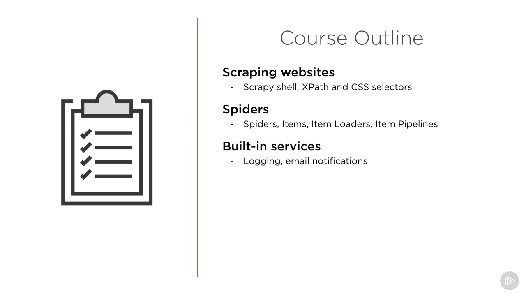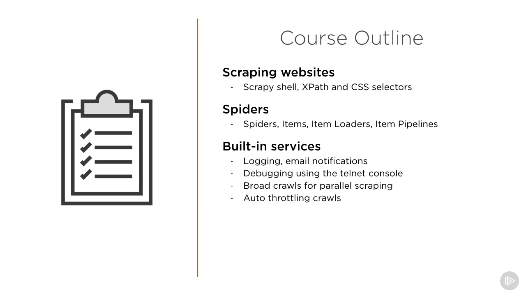We'll then move on to understanding the built-in services that Scrapy has to offer in order to crawl at scale, such as logging, email notifications. We'll also see how we can debug crawlers using the Telnet console. We'll also see an example of how broad crawlers work. Broad crawlers make concurrent requests to multiple sites in order to speed up the crawling process. We'll also see how we can auto-throttle broad crawlers so that we don't fall afoul of website policies.